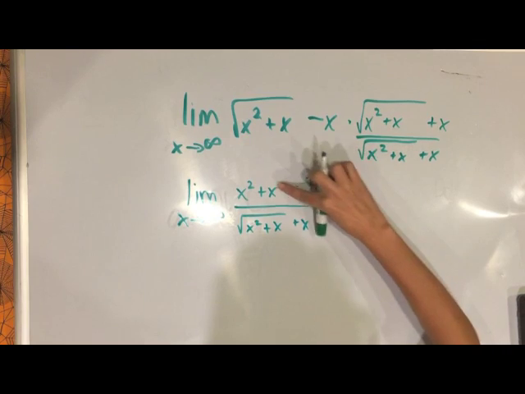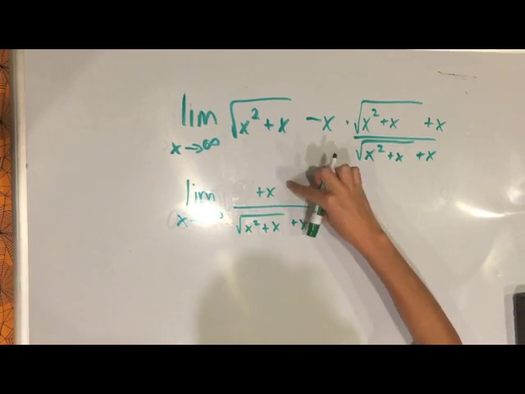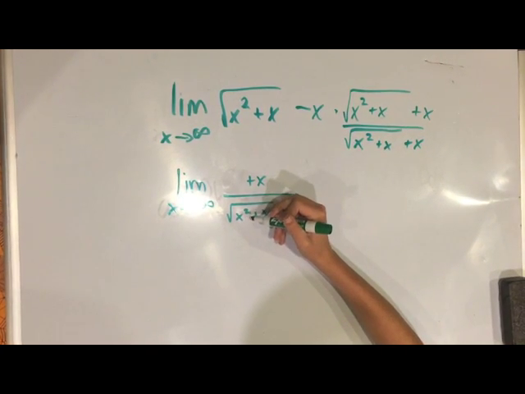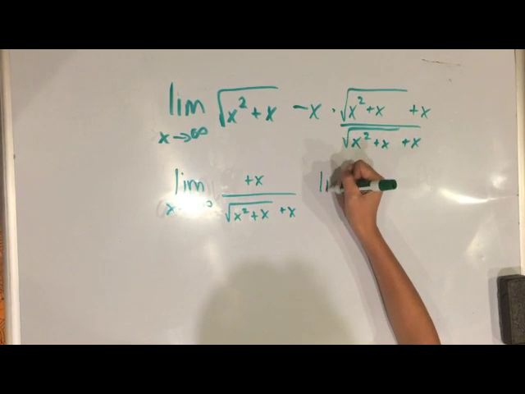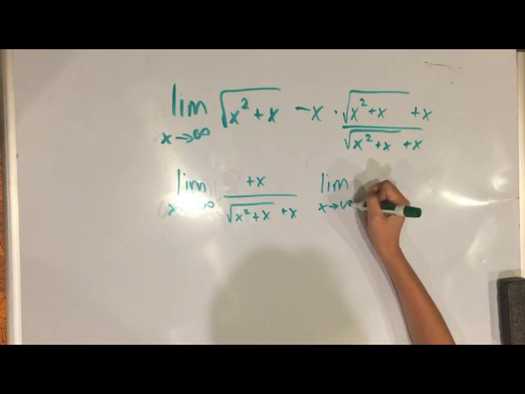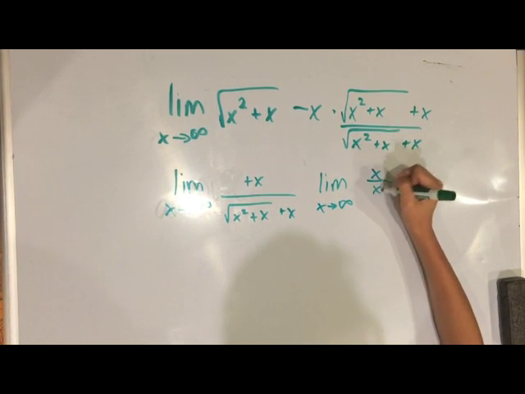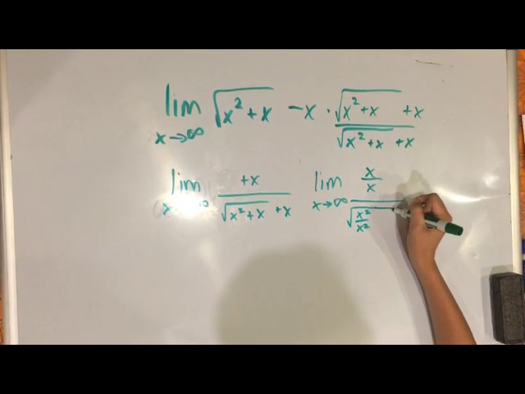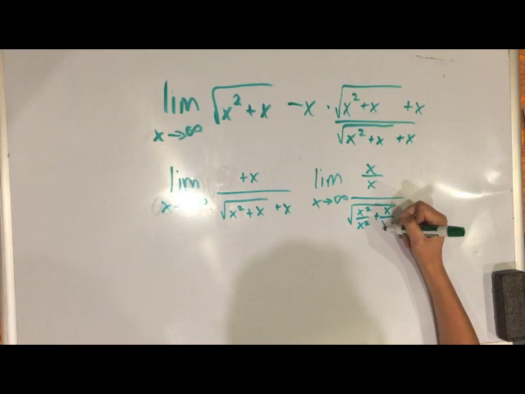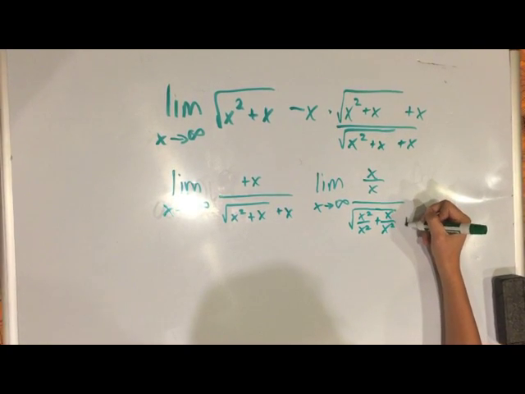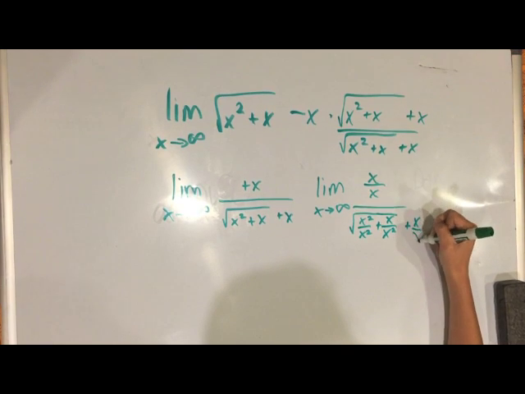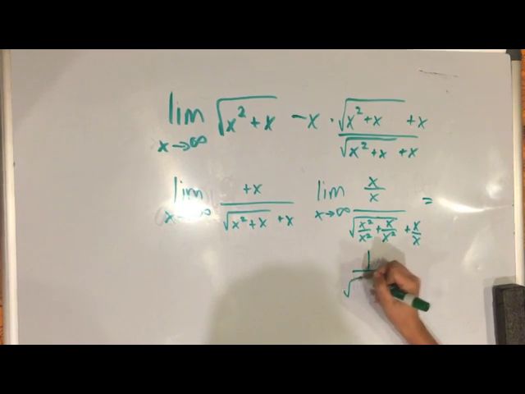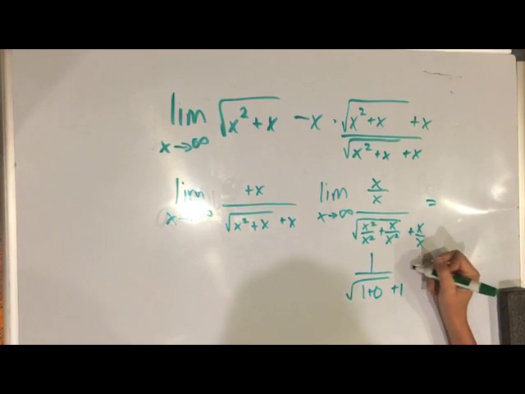And these cancel out the x squareds, so we end up getting this. Now we divide by the highest degree in the denominator, which is the square root of x squared, or x. So the limit as x approaches infinity of x over x all over the square root of x squared over x squared plus x all over x squared plus x over x equals 1 all over the square root of 1 plus 0 plus 1, which equals 1/2.